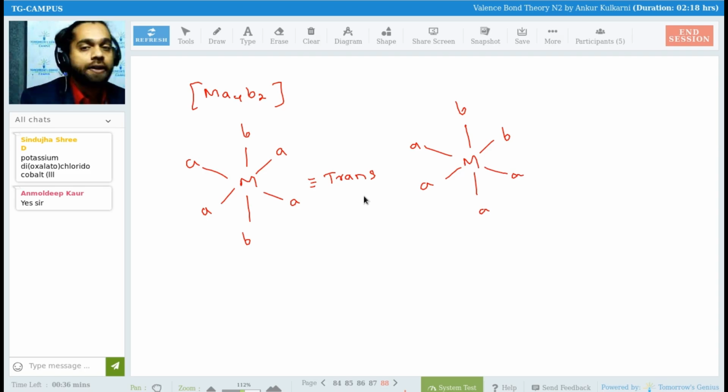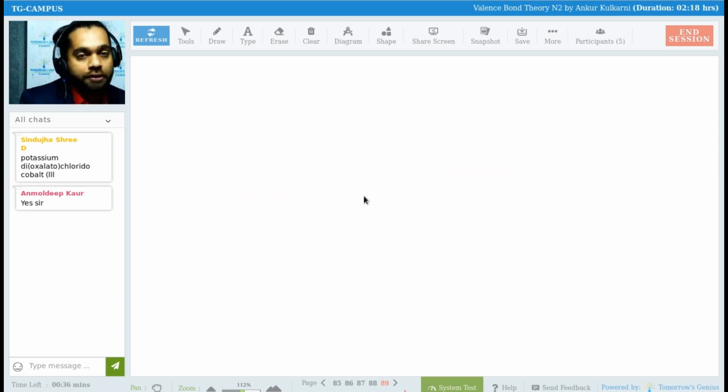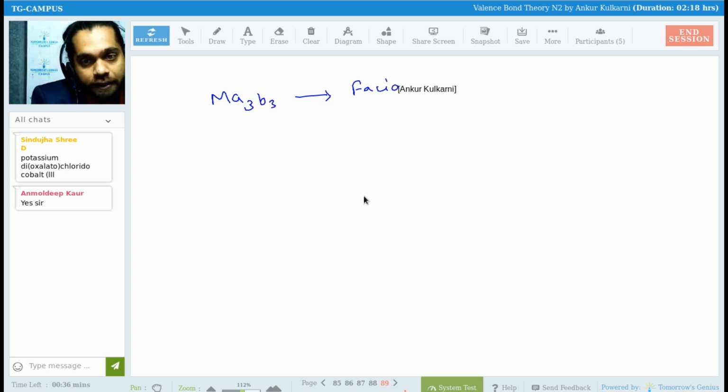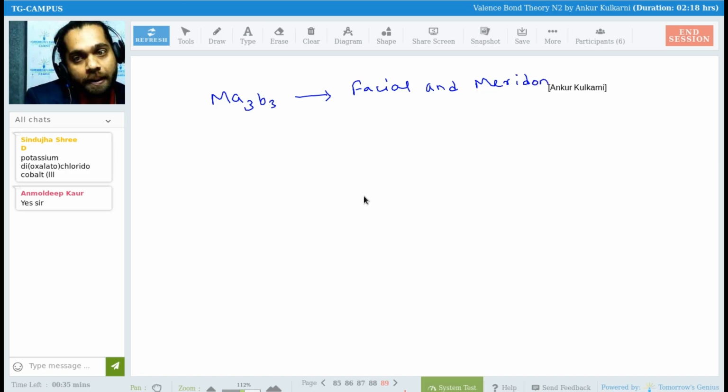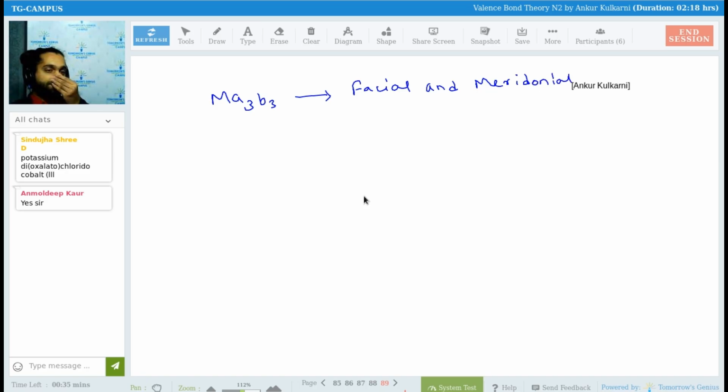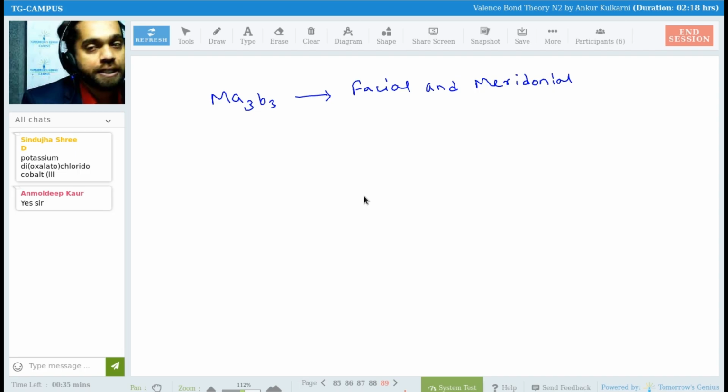Now the interesting part in octahedral is with Ma3B3. This is clear. The interesting part is with Ma3B3. This gives 2 new isomers called facial and meridional. Facial and meridional. So over here, what is facial? What is meridional? Look over here.